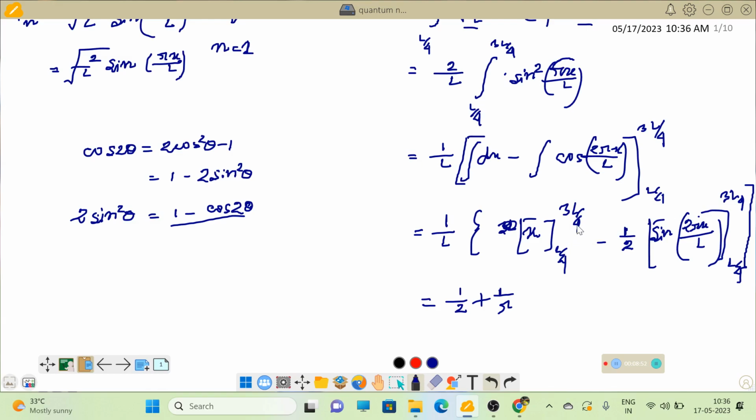Oh, why half? Here you can see that 3L by 4 minus L by 4, that is 2L by 4, and here 1L is outside, so L cancels, so half. Here half is coming from here, and 1 by pi is coming from there. Okay, this is the answer.